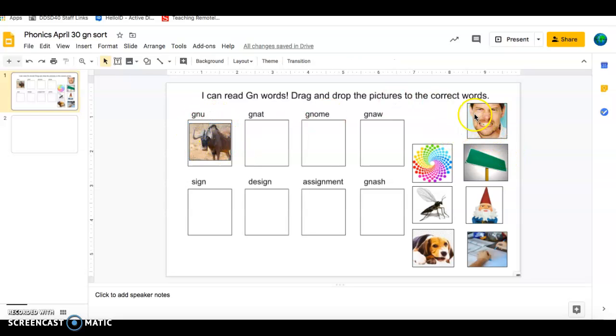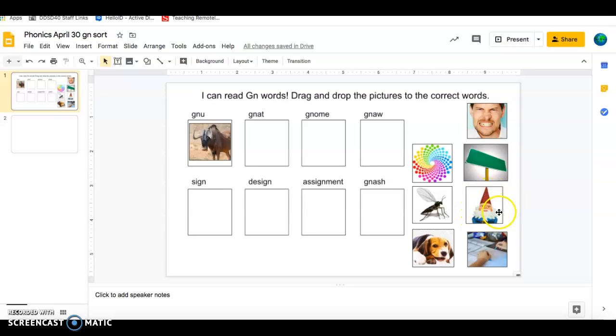This is a picture of a man gnashing his teeth. Gnash means to put your teeth together in a fierce way. So this picture would go with the word gnash. This picture is a picture of a blank sign. So you would match this picture with the word sign.